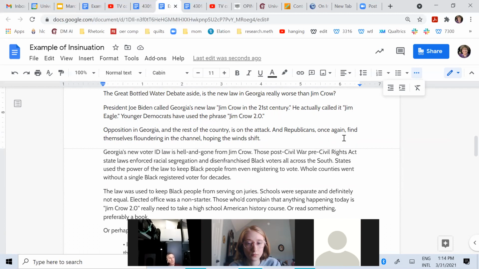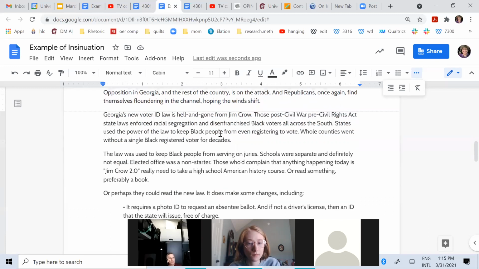Republicans once again find themselves floundering in the channel, hoping the winds shift. Georgia's new voter ID law is hell and gone from Jim Crow. That means it's far away. It's not like Jim Crow, these post-Civil War, pre-Civil Rights Act state laws. So first we have some background about how people are responding to it now.